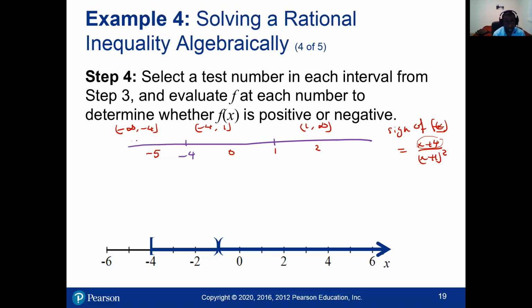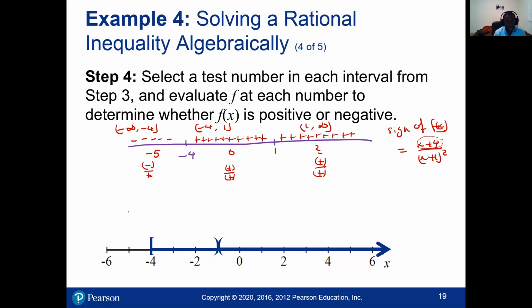So this will be negative. If I use 0, 0 plus 4 is positive. The denominator is positive. This portion will be positive. And then if I use 2, this side is positive over positive, and that side will be positive over positive. And so this is also positive.